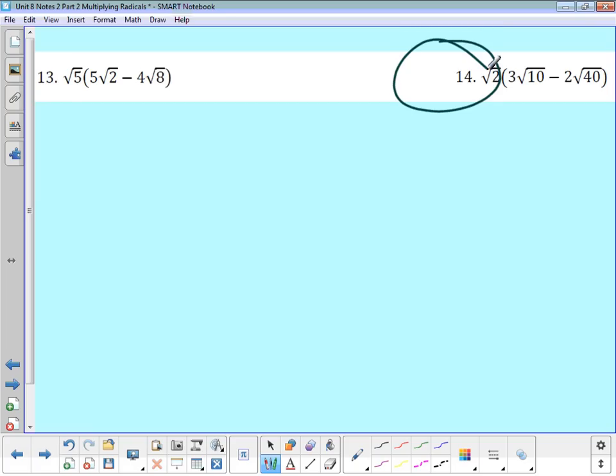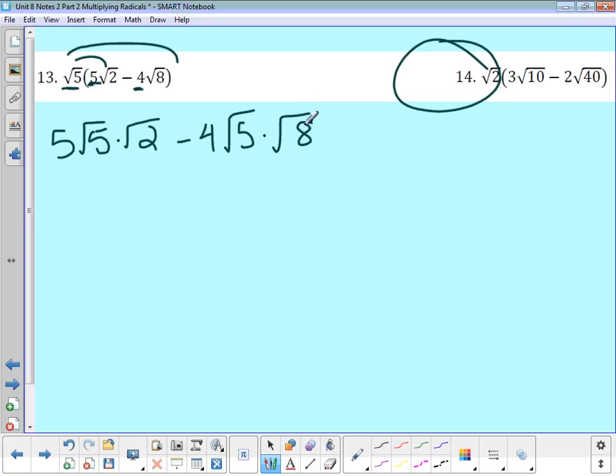Let's take a look at number 13. So we have the square root of 5, and first of all, we're going to distribute that in. We're going to keep this 5 on the outside, and then we're multiplying square root of 5 times square root of 2. We're going to keep this 4 on the outside, then we're multiplying square root of 5 times square root of 8. So then we have 5 underneath the radical, square root of 10.